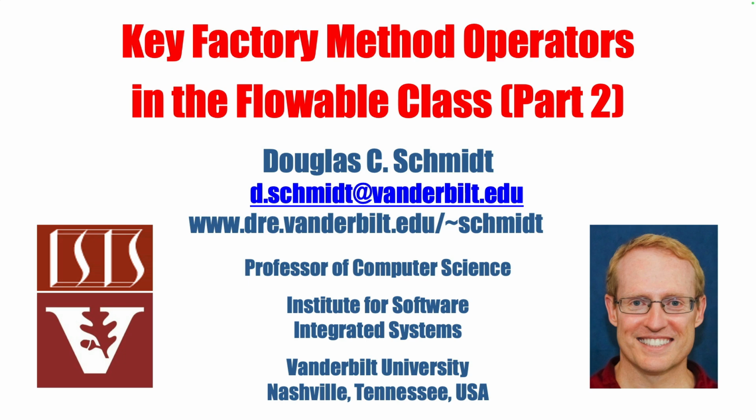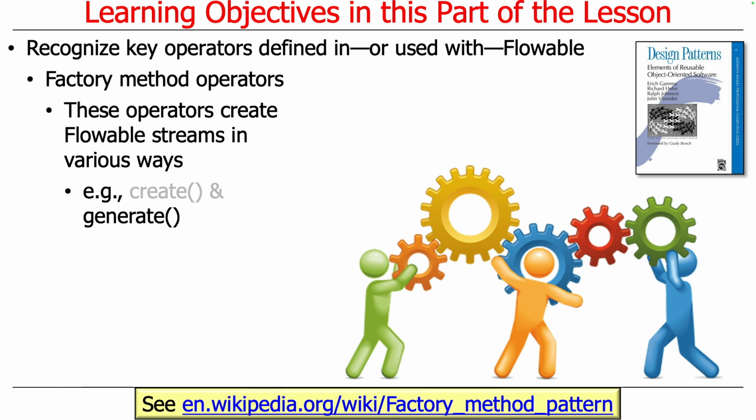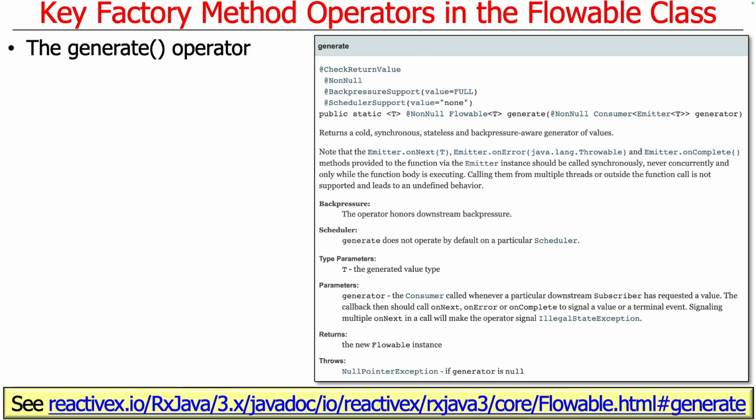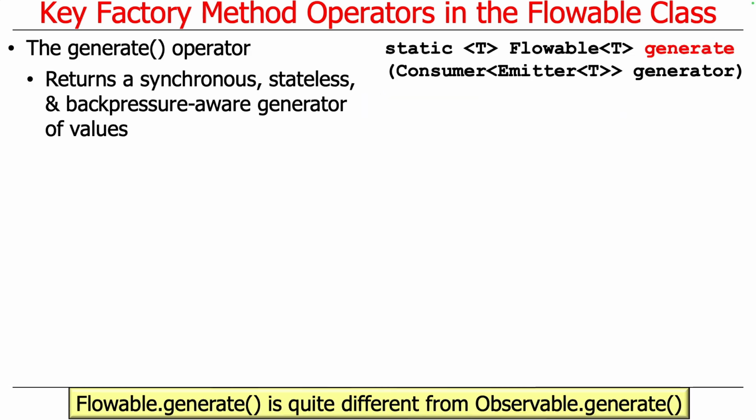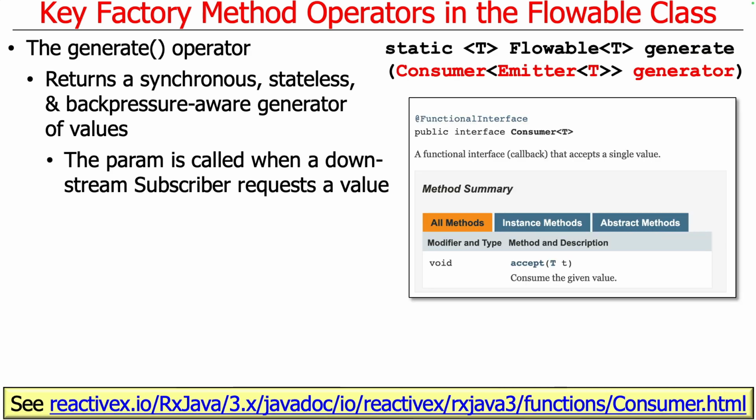So the last thing we're going to do with respect to flowables is take a look at another operator that's a factory method. This is the generate factory method. And generate is going to be a synchronous, stateless, and back pressure aware generator of values. It's interesting that Flowable's generate is quite different from Observable's generate. We'll talk about that in a second.